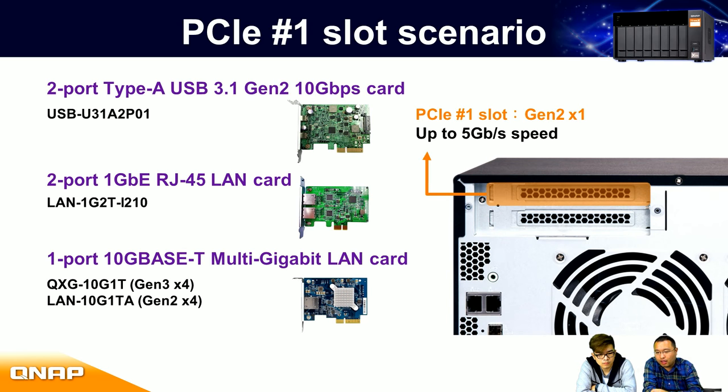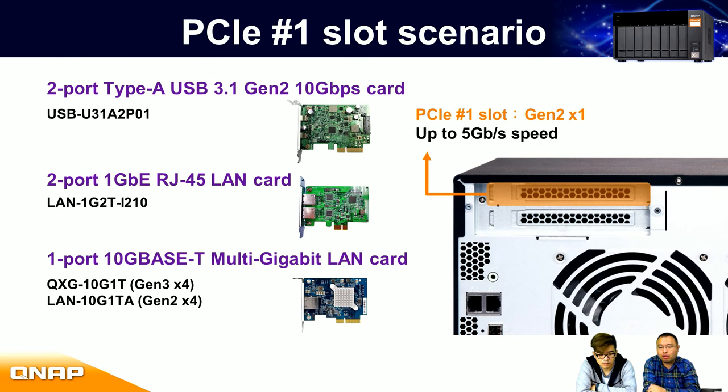And if you are not satisfied with the two gigabit LAN ports, you can also add this additional two-port gigabit LAN card from QNAP. The model name is there. With that, you can have four gigabit LAN ports, so you can deploy in multiple subnetworks, or you can do port trunking to bundle them together to get better performance.